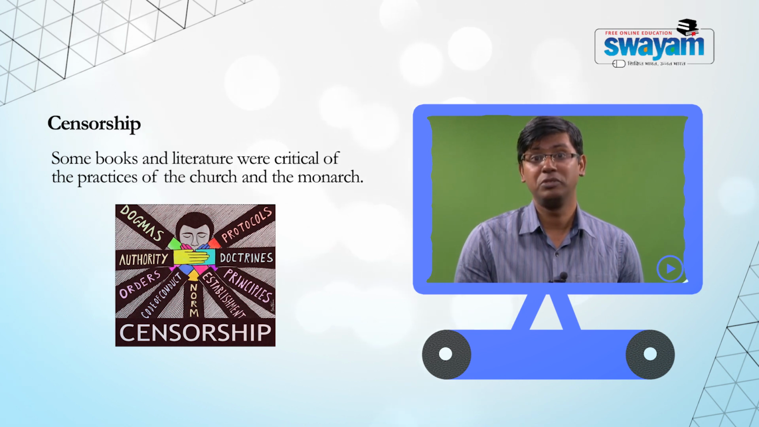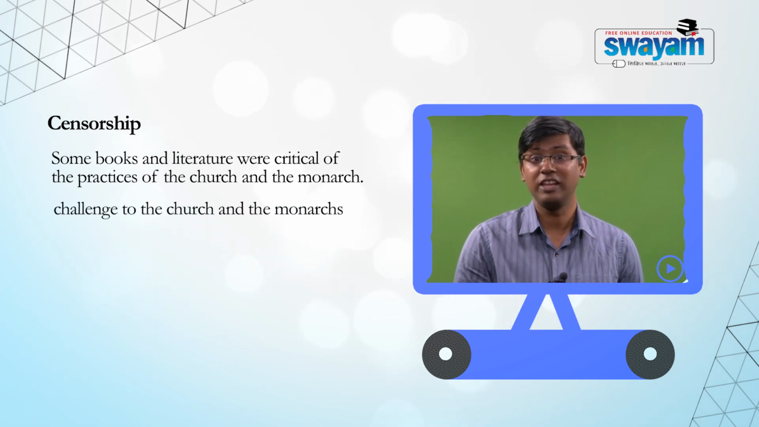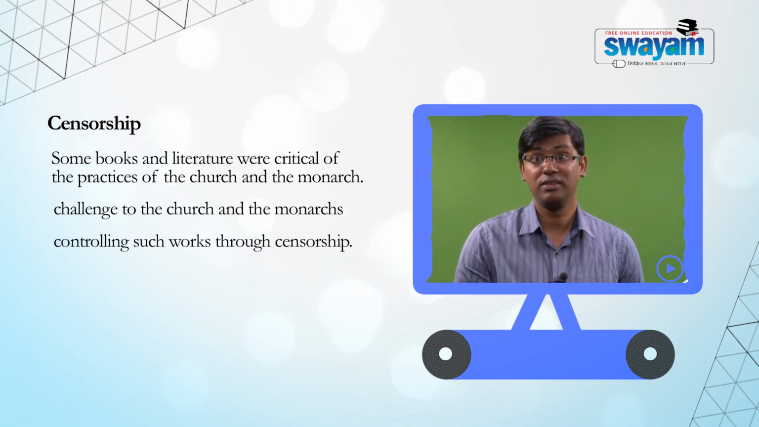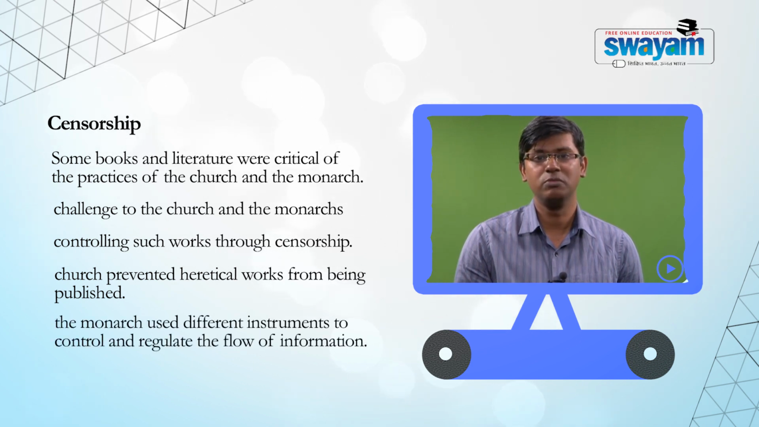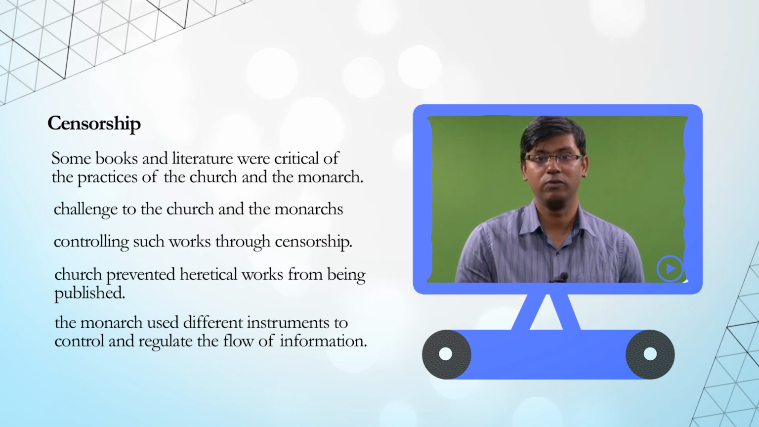With the advent of the printing press, there was a challenge to the church and the monarch, as there were many books and literature that were critical to the practices of the church and the monarch. One way of controlling such works was largely censorship. Initially, the church prevented a number of heretical works from being published. Subsequently, the monarch used different instruments to control and regulate the flow of information.